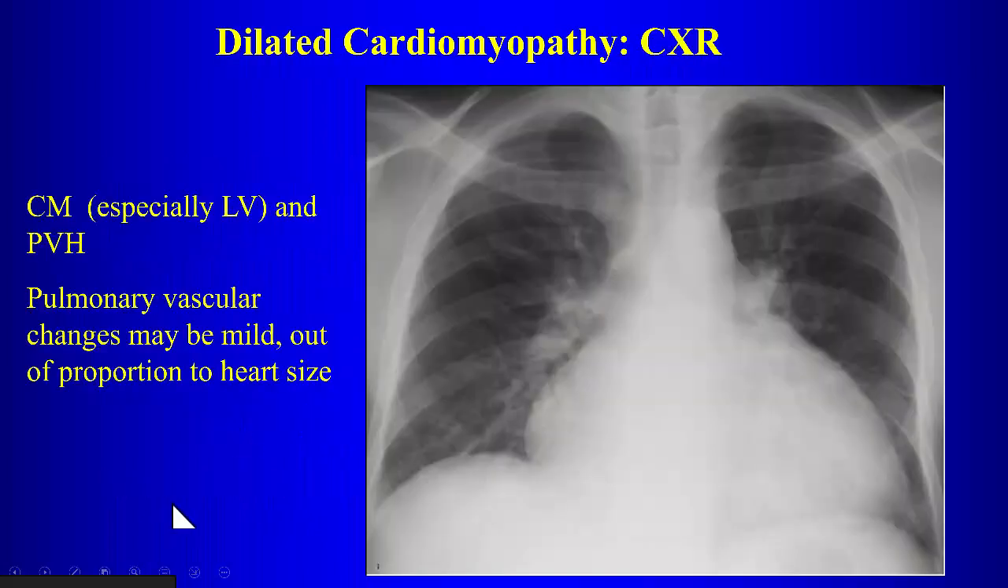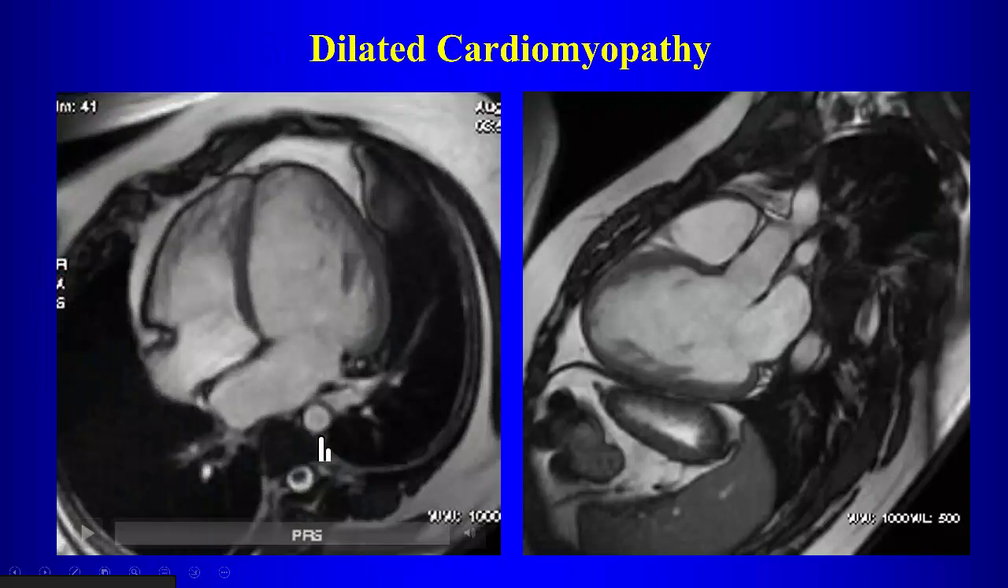dilated cardiomyopathy. What do we see on the chest radiograph? Big heart, right? No mystery there. Pulmonary vascular changes may be mild, out of proportion to the heart size. But if you come across a young person with a big heart on a chest radiograph, the next test you're going to recommend is echo, because the two things in your differential are cardiomyopathy and pericardial effusion, right? Those two things are in your differential, so the next step is going to be echocardiography if you come across a young patient with a big heart on a chest radiograph.